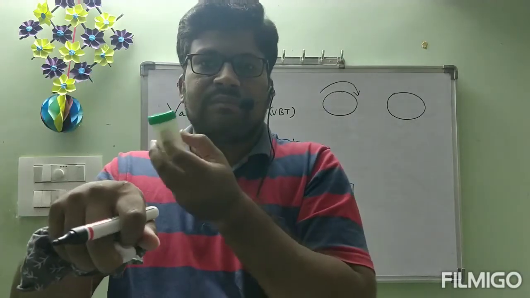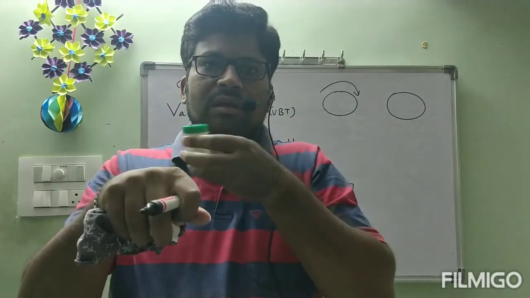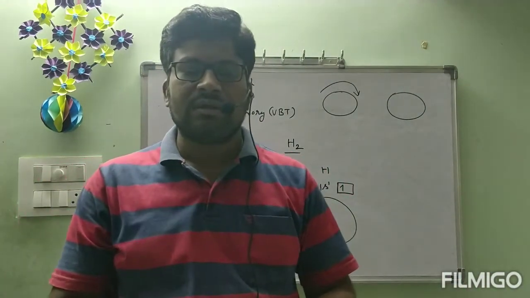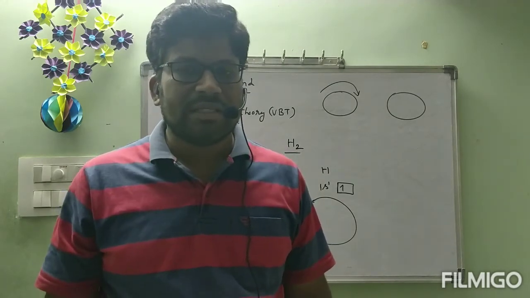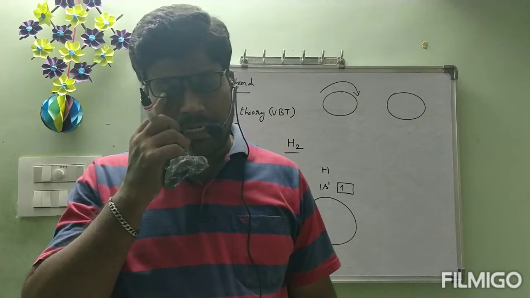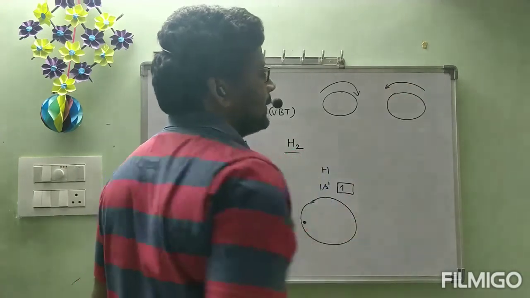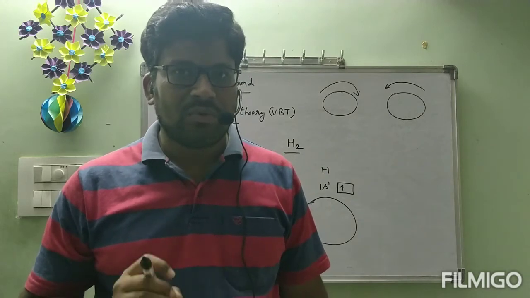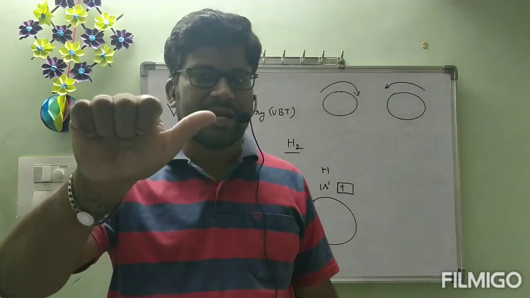But the spins are different. If you represent the electron with an upward arrow, that is spinning in clockwise direction. If you represent the electron with a downward arrow, that is spinning in anti-clockwise direction. What is the importance of this electron spinning in clockwise and anti-clockwise direction? That is very important. Let us see. In physics, we have one rule that is called Ampere's right hand rule.